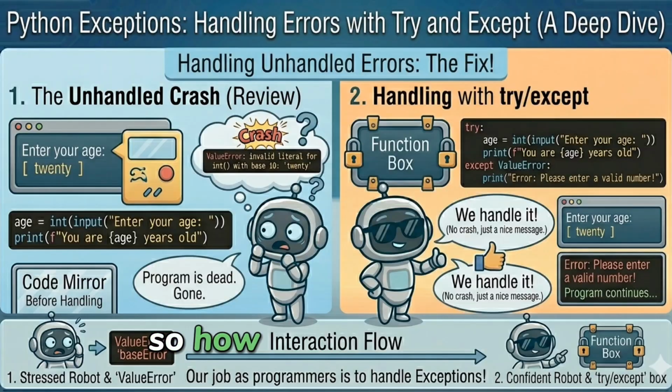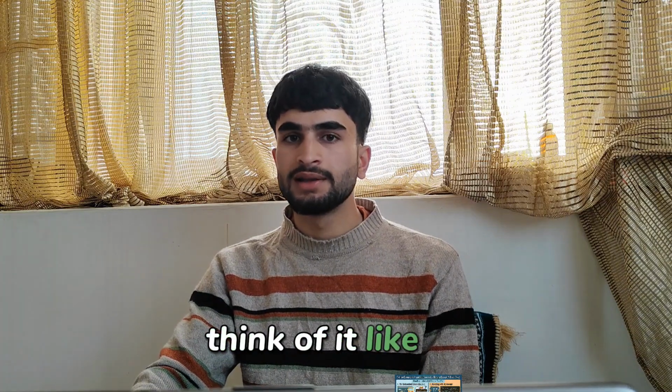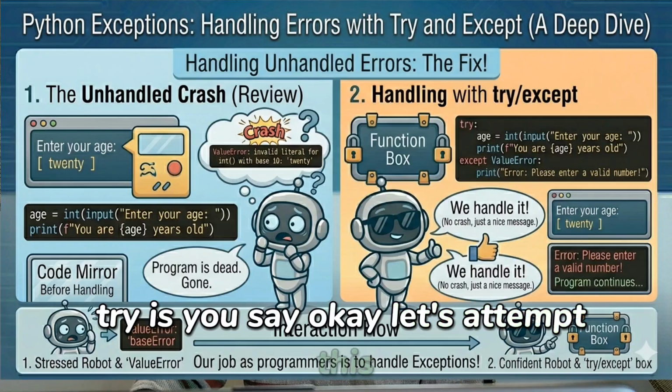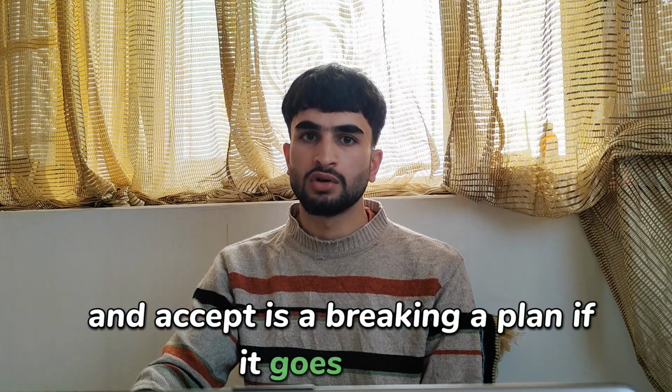So how do we handle this? There are the keywords try and except. Think of it like this: try is you say, okay, let's attempt this, and except is the backup plan if it goes wrong.